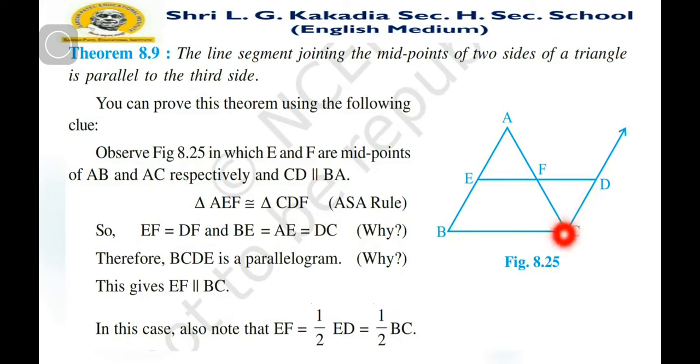one line from the vertex C, parallel to BE. Let me extend EF to D, intersecting this line. So EF and CD are parallel. Observe the figure in which E and F are midpoints of AB and AC respectively, and CD is parallel to BA.